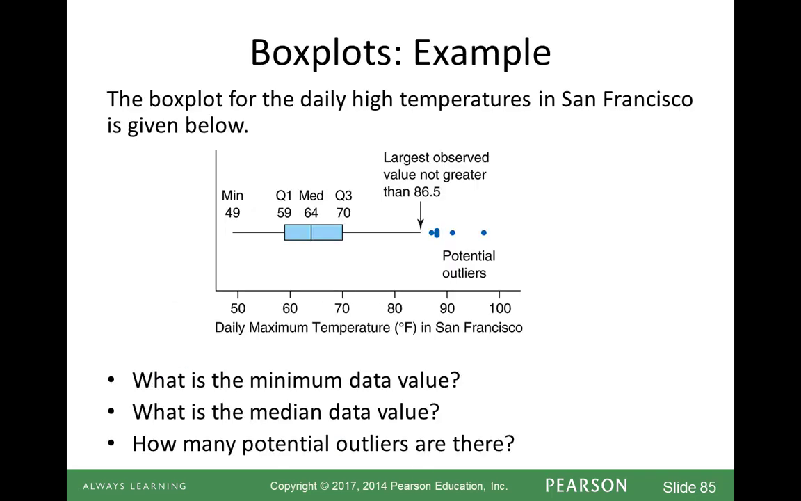So here's an example of a box plot, and these are the daily high temperatures in San Francisco. We know our minimum was 49, and we had our lower fence and our upper fence. Our upper fence was here at 86.5. We had 1, 2, 3, 4, 5 outliers in this data set that were beyond our upper fence. So the minimum value is 49, the median value is 64, and we have 5 potential outliers.